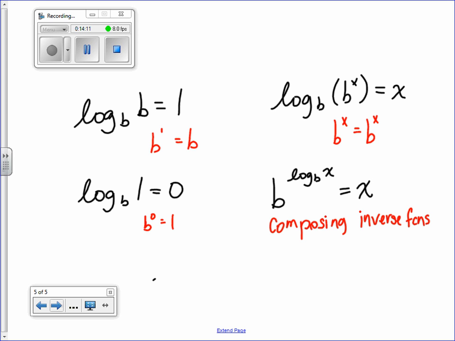Alright, does everyone have these written down? No? Function, yeah, inverse function.